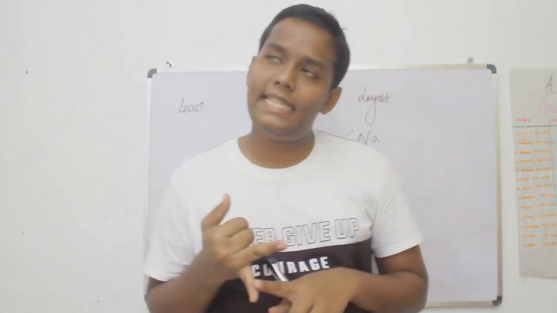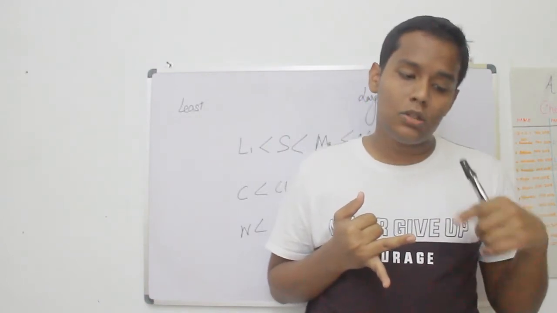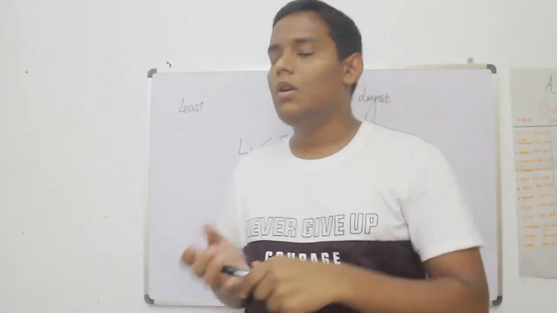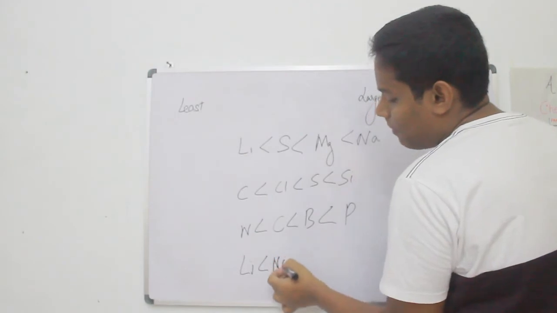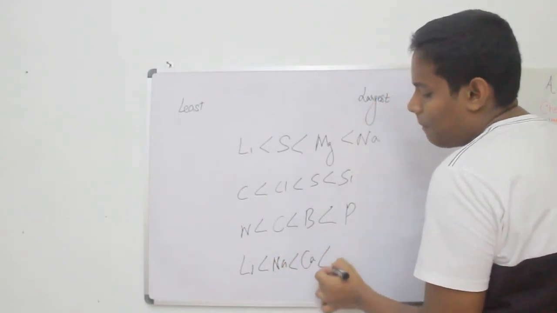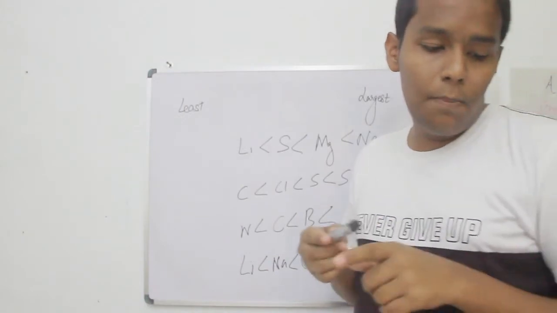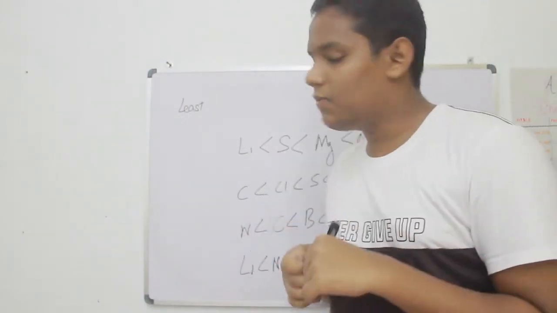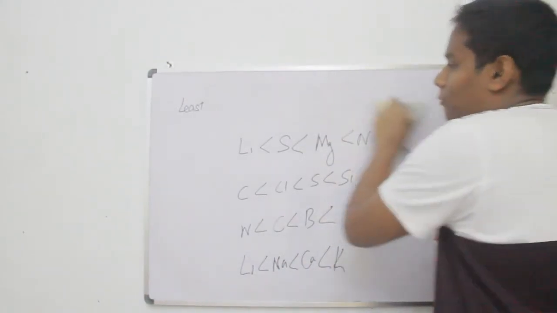Potassium and calcium belong to the fourth period. Sodium belongs to the third period. Lithium belongs to the second period. So, lithium, sodium, calcium, potassium. Look at the last one. Boron, beryllium, sodium, K, potassium. Potassium is for period number 4.